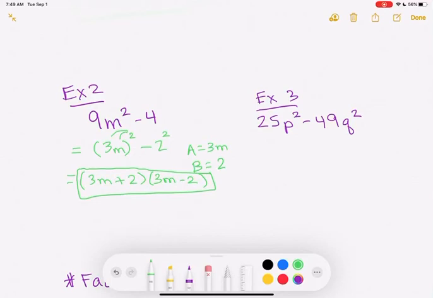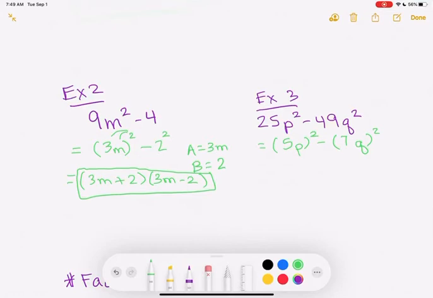All right, so 25p squared. So I need something squared minus something else squared, right? So for the first one, the p, that's the easy part. The 25, something times itself that equals 25 is going to be 5. Minus, now this one has a little bit more going on, just like that first one. Something squared. The q is the easy part. Now something squared to give me 49, that's going to be 7, because 7 times 7 is 49.